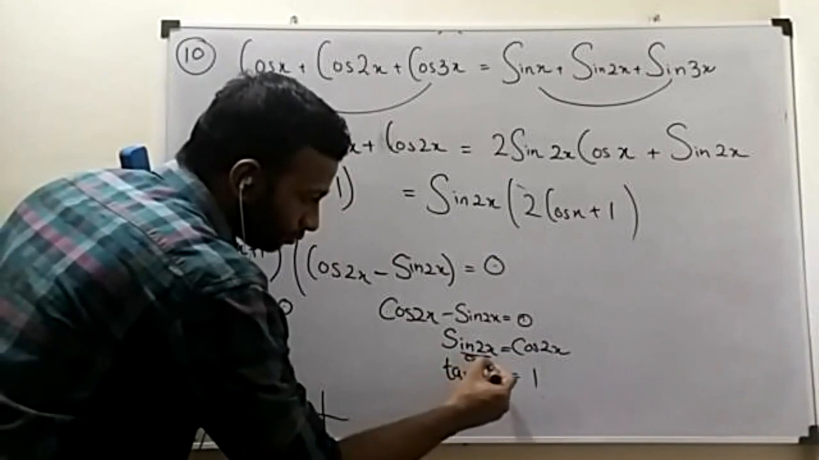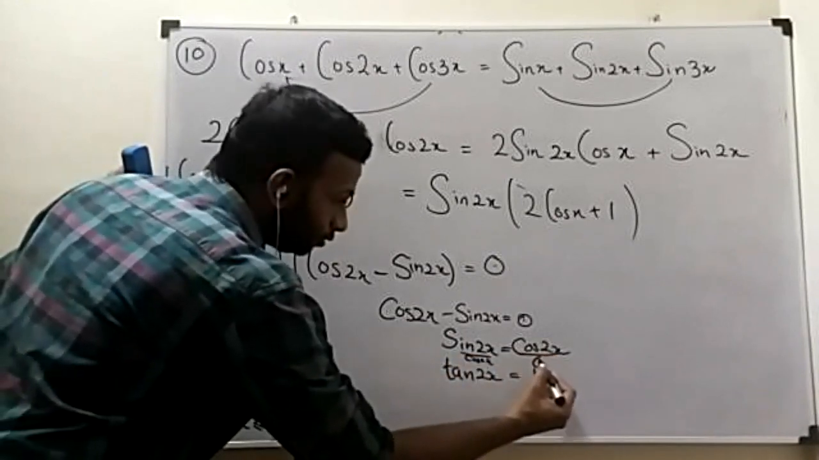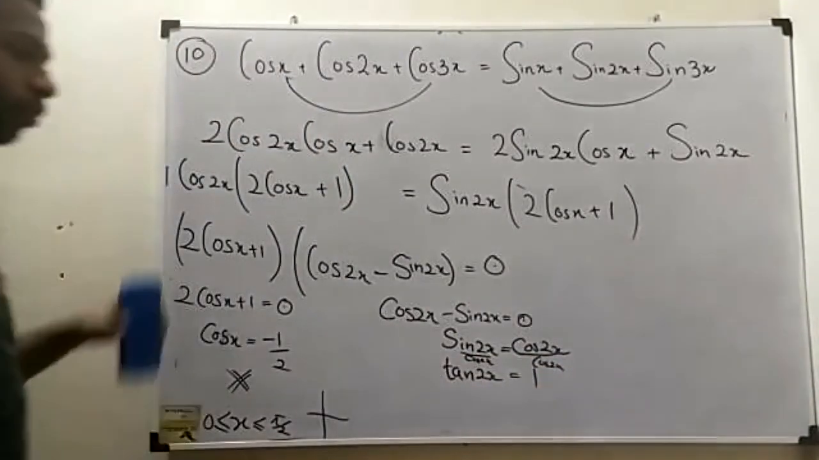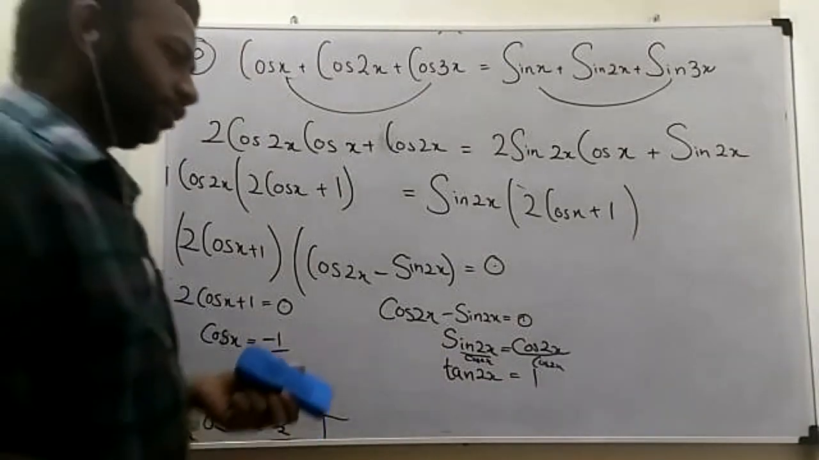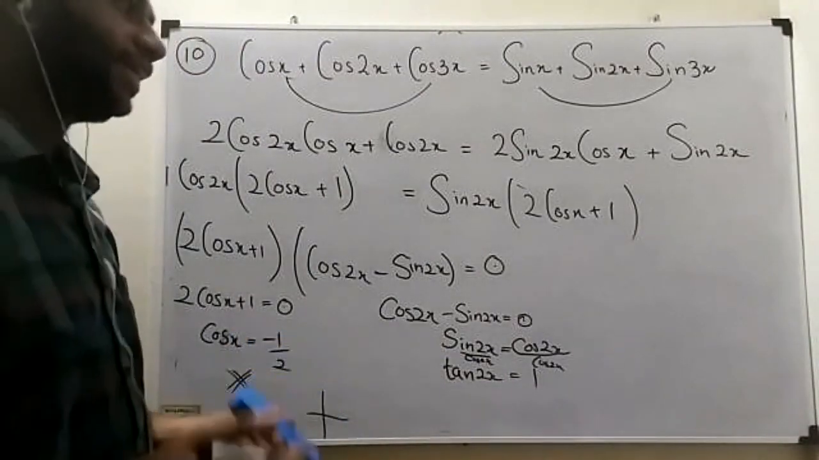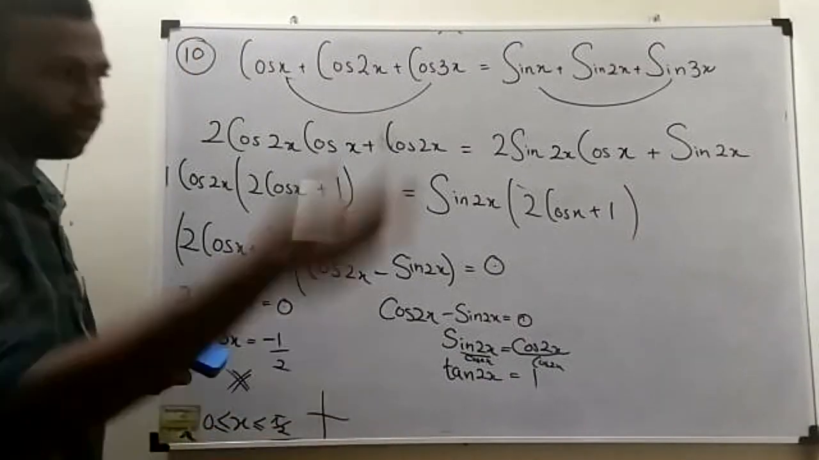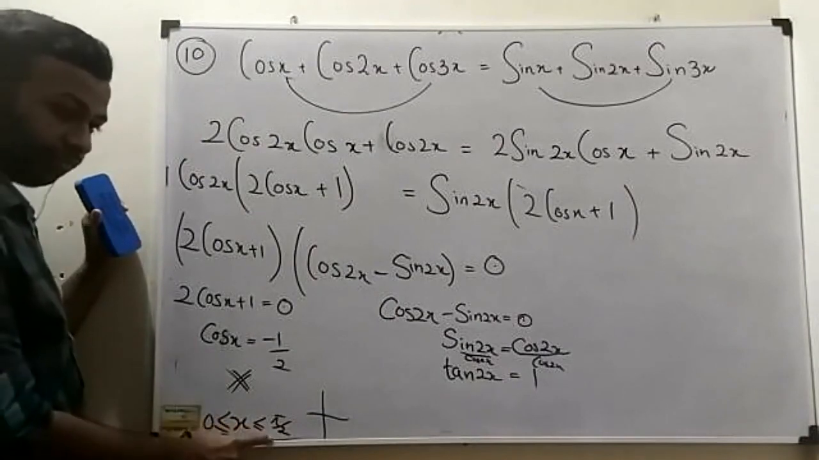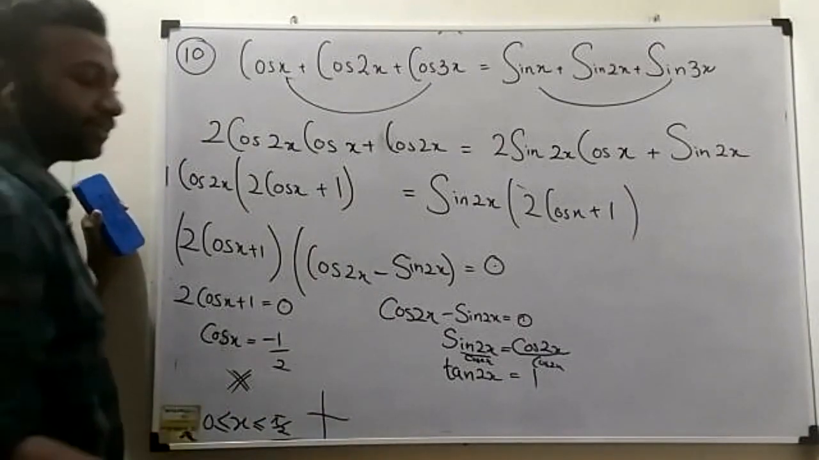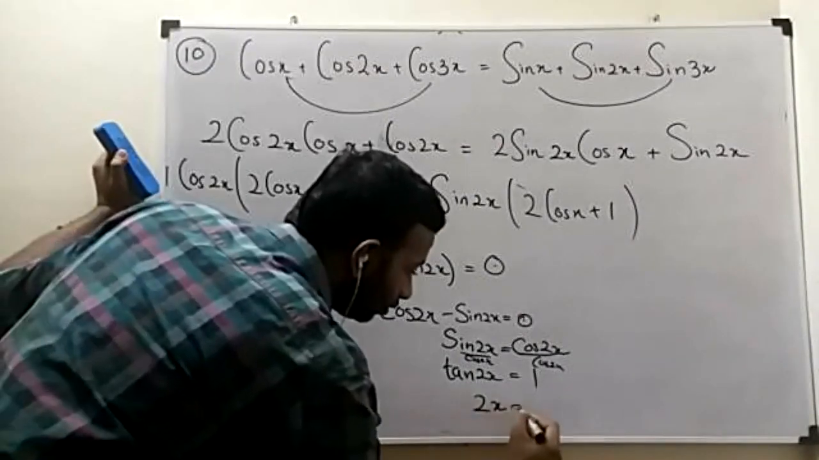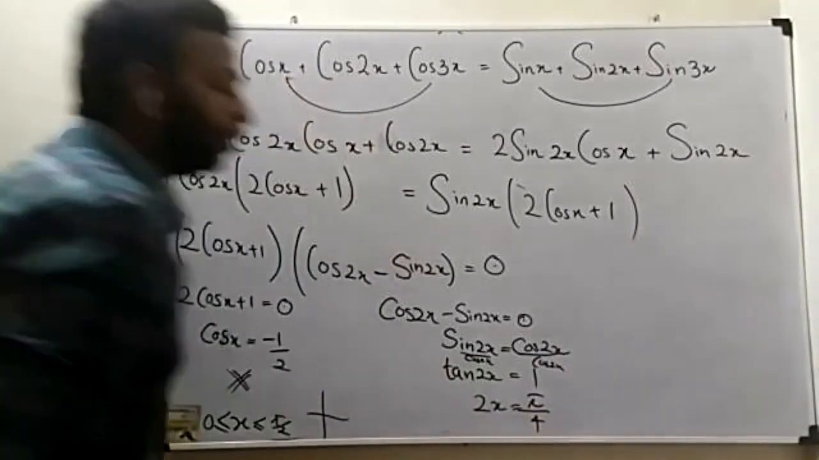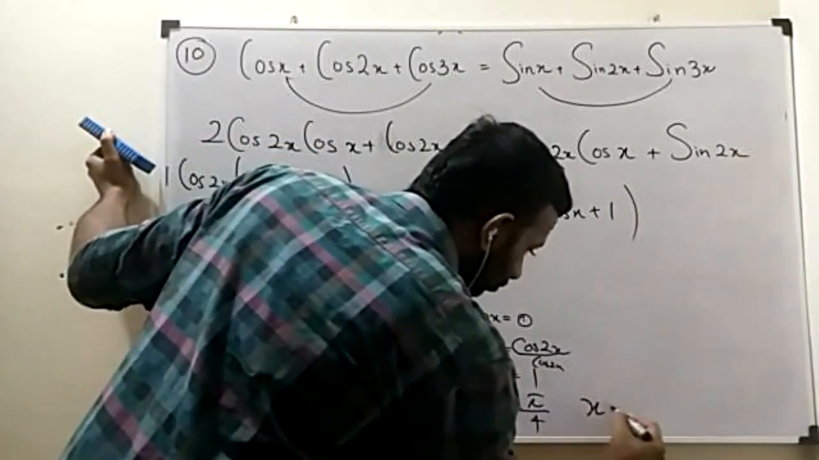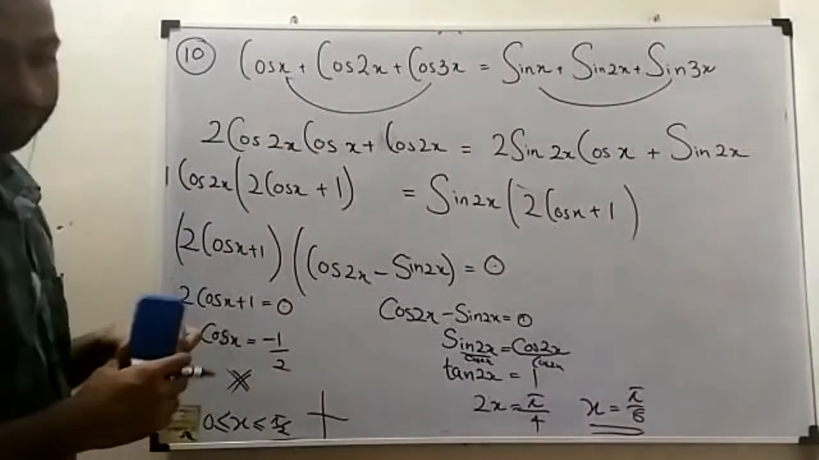So tan 2x equals 1. So which value of tan gives you 1? It's π/4. But can you just say it's π/4 or 45 degrees? Because it could be in any quadrant. But we have already been given that it's between π/2 and 0. So we can directly say 2x is equal to π/4. It's 45 degrees. If 2x is equal to π/4, what is x? x is equal to π/8. This is the answer we need.